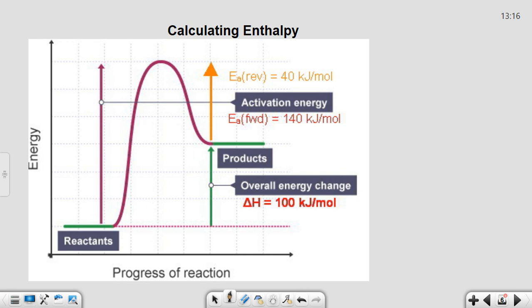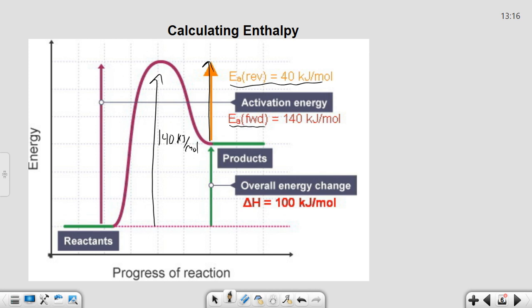So if you take a look here, for example, I know the energy of the forward reaction is 140. So this here is 140 kilojoules per mole. And I know my energy in the other direction is 100. Oh, no, that's my delta. I don't want my delta. This one. The energy in the reverse direction, so from here to here, is only 40 kilojoules per mole.